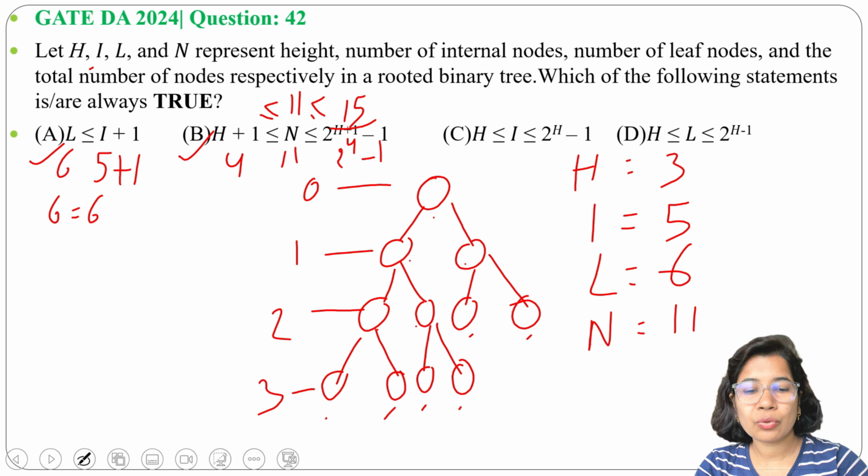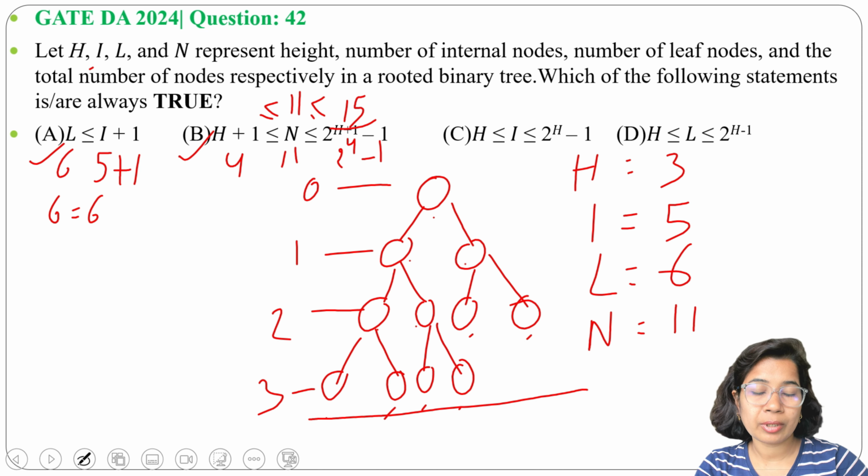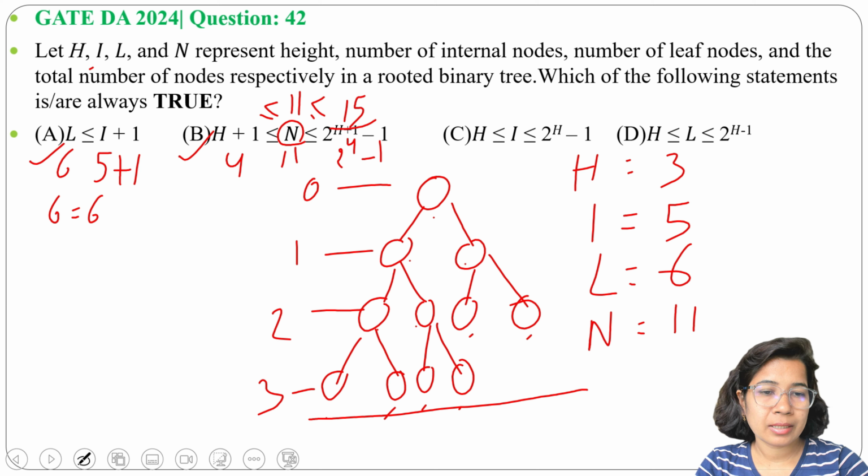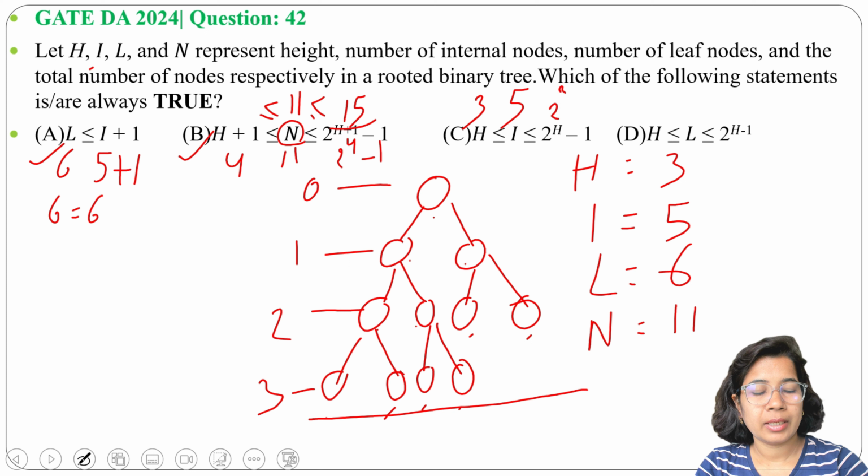Here 15 means the total number of nodes possible if we construct a complete binary tree. This is not a complete binary tree. In case of a complete binary tree, the last level will be full. Here the last level is not full, so it's not a complete binary tree. So the maximum number of nodes possible with height 3 is 15. So the total number of nodes can be less than or equal to the maximum number of nodes of a complete binary tree.